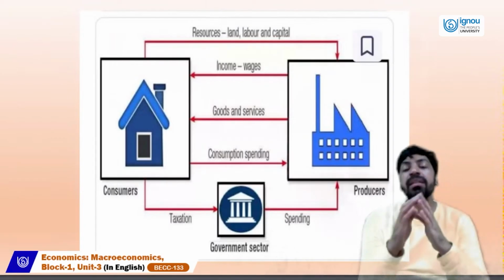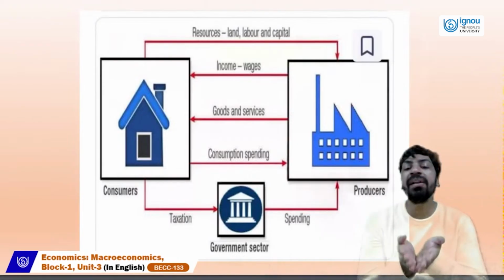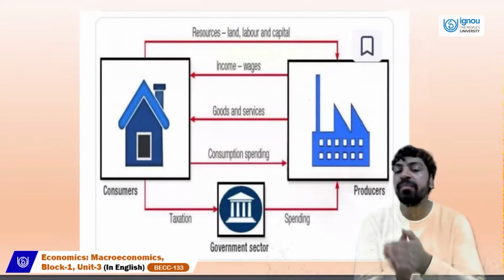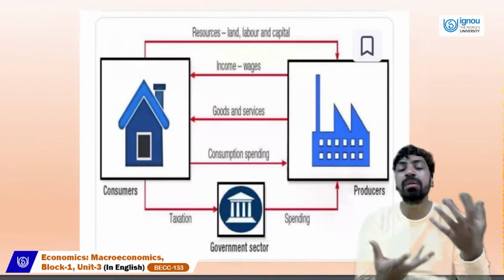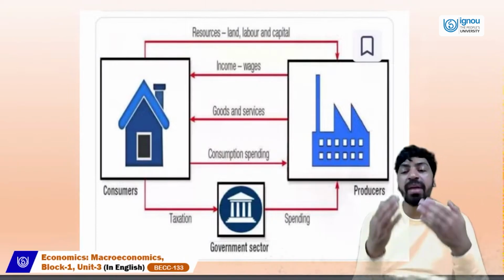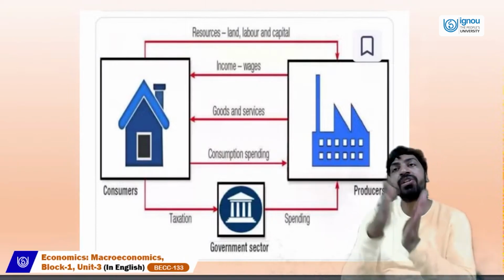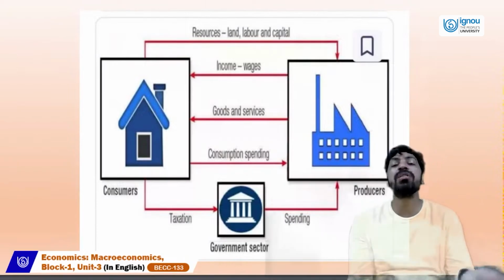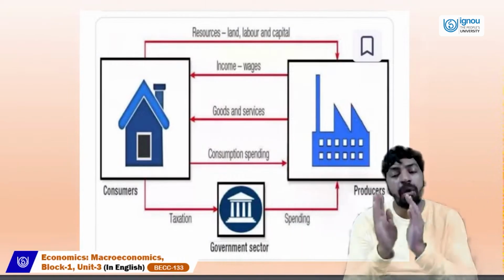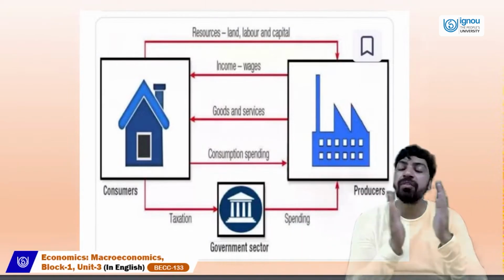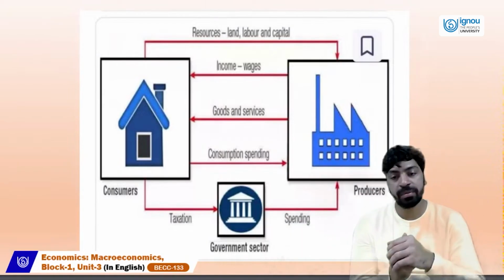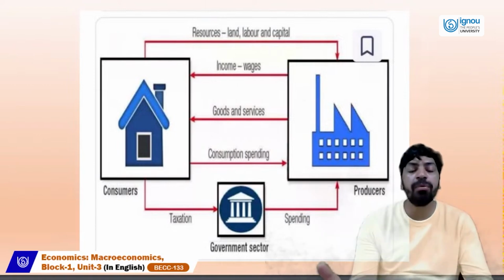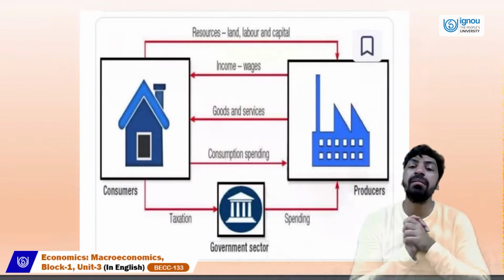So when the third new component is added, that is the government sector, the government has the role of collecting taxes from everyone and ultimately using them for public services, which also include the organizations, firms, and the households. So this is all about the three sector model.